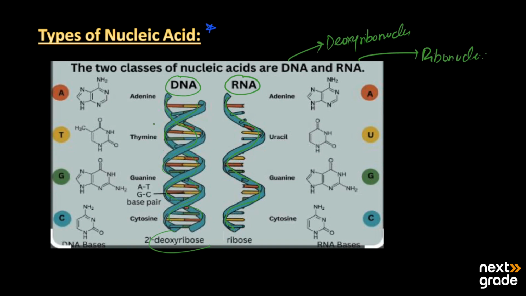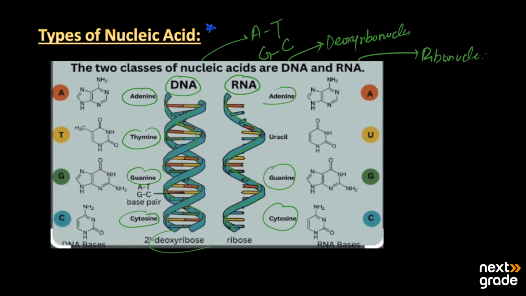In DNA, the four types of nitrogen bases are present: adenine, thymine, guanine, and cytosine. In this, adenine combines with thymine and guanine combines with cytosine. On the other hand, in RNA, adenine, guanine, and cytosine are present, but thymine is replaced by uracil. So uracil is present in the RNA. This is the difference, along with double-stranded versus single-stranded.